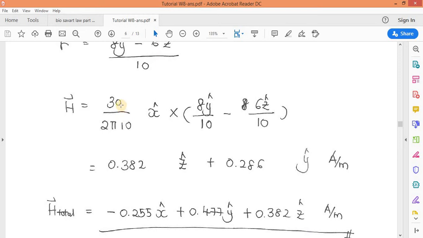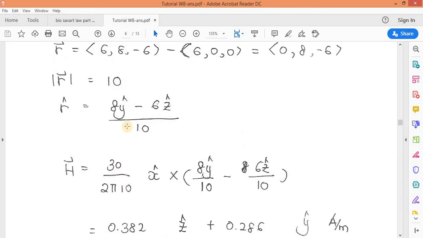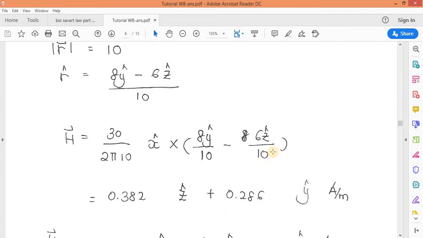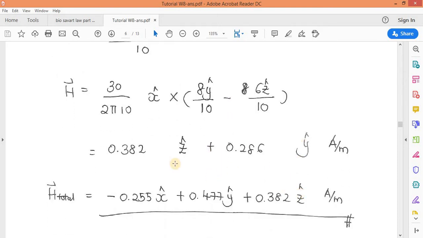This is your I, this is your r. Your r is from here, and this is the direction of the current flow in the positive x direction, and this is the vector r. You put it here. For x cross y, you get z, and for x cross z, you will get negative y. But here you have one more negative, so it becomes positive y. So now this one will be the magnetic field due to the current filament flowing in the x direction.